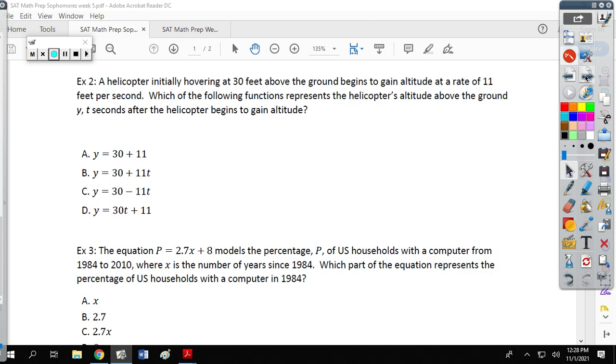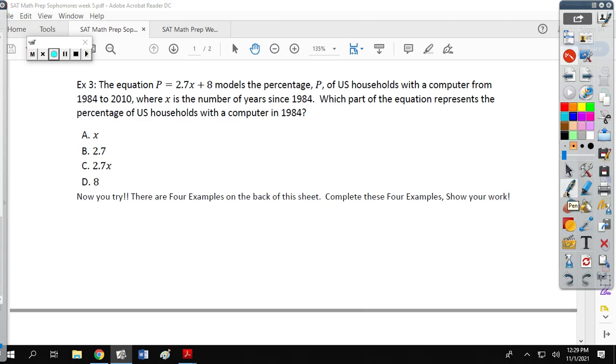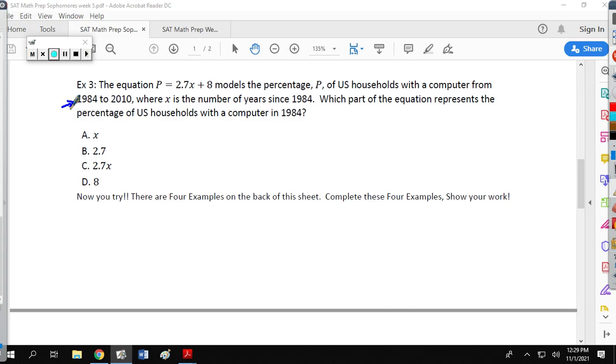Okay, and then our third and final example for today is the equation P equals 2.7x plus 8 models the percentage P of U.S. households with a computer from 1984 to 2010. So again, this function is only modeling this year range, which means the problem begins in the year 1984, where x is the number of years, and once again we see since 1984.